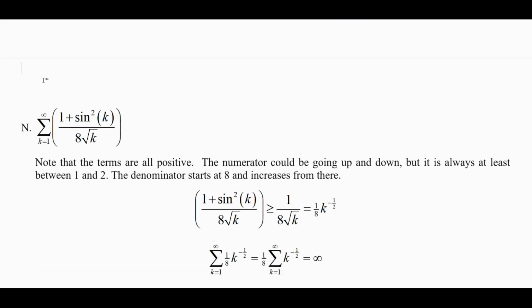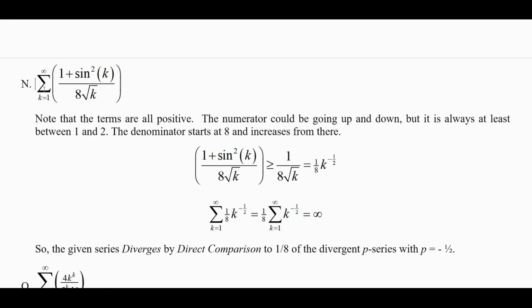All right, the next one. Sum from k equals 1 to infinity of 1 plus sine square of k over 8 times the square root of k. Everything's positive here. The numerator might be going up and down some, but sine of k is always between -1 and 1, so sine square of k is always between 0 and 1. So the top is at least between 1 and 2. And the denominator starts at 8 and keeps increasing.